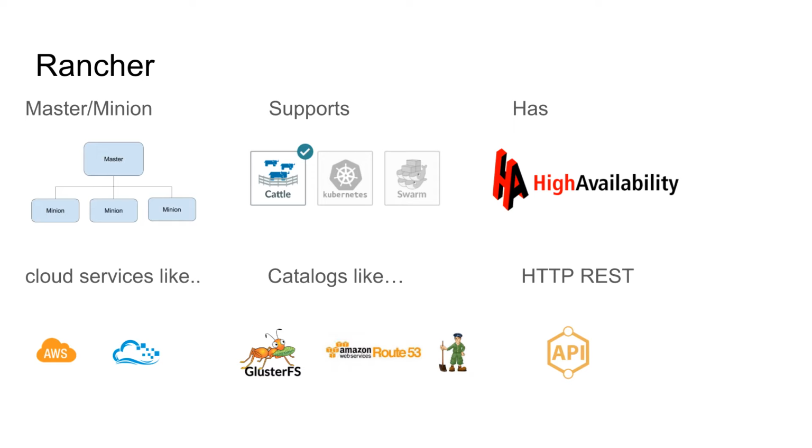So Rancher also comes with inbuilt cloud services like AWS, DigitalOcean, Linode, etc. And you just have to give your API keys, and Rancher will handle creating nodes for you. And it also has catalogs. These are inbuilt services or stacks, I would say, like GlusterFS, Route 53, and Zookeeper. Many catalogs are around in Rancher, so it's a one-click deployment for you. And it has nice REST APIs. You can build your own tools for automating Rancher deployments.